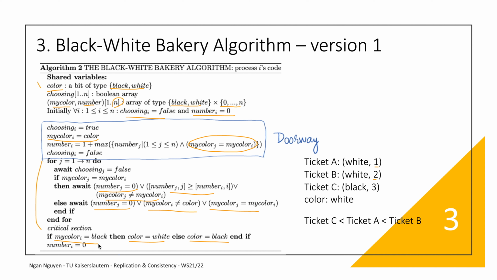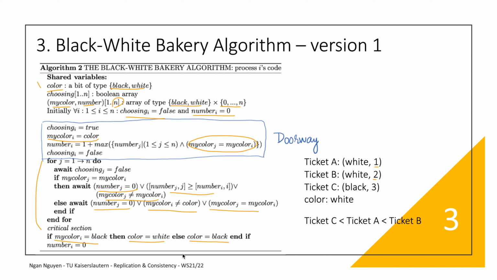And by doing that, it gives priority to waiting processes that hold a ticket with the same color as the color bit. For example, if ticket C exits the critical section, it will set the color bit to white. And by doing that, all tickets that have the color black will have a higher priority than the ticket that has the value white.